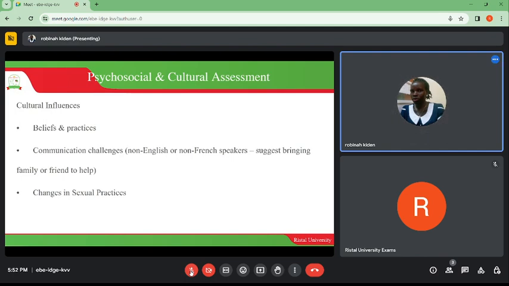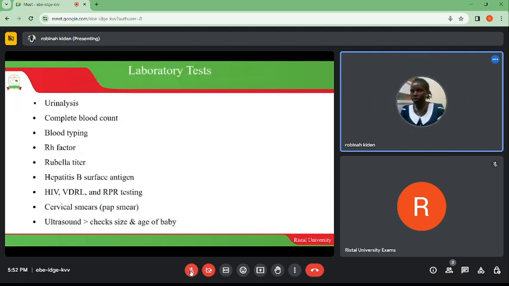So when you are talking to the mother, it's very important for you to establish this, so that you don't go against the culture. So you provide something that is culture sensitive, so that you maintain a good relationship with the mother.